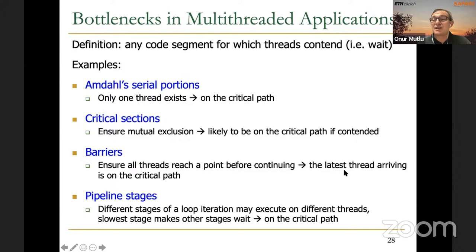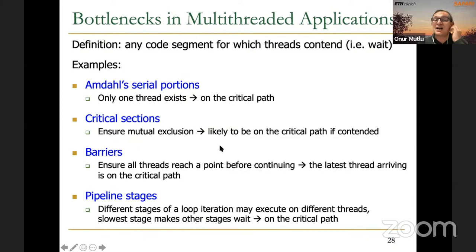And pipeline stages in pipeline parallel programs, just to jog your memory, a loop iteration is divided into stages and different stages of a loop iteration may execute on different threads. The slowest stage makes other stages wait. And that slowest stage is on the critical path of execution of a multi-threaded application. These are different types of bottlenecks that are going to be targeted by this work.